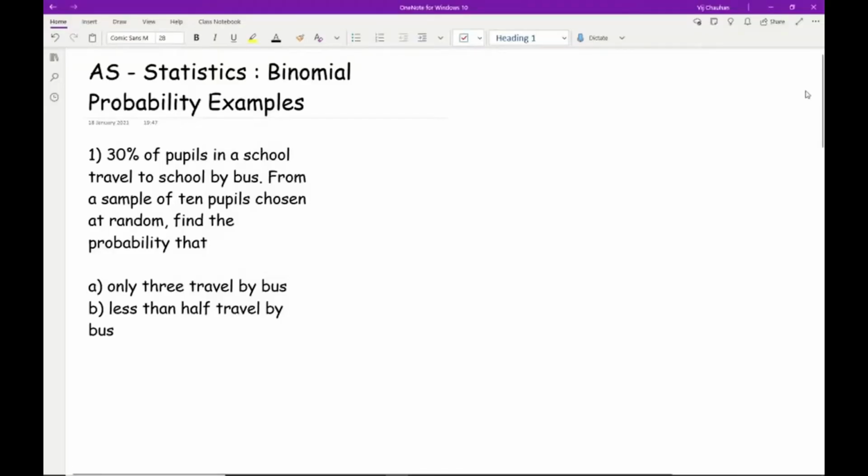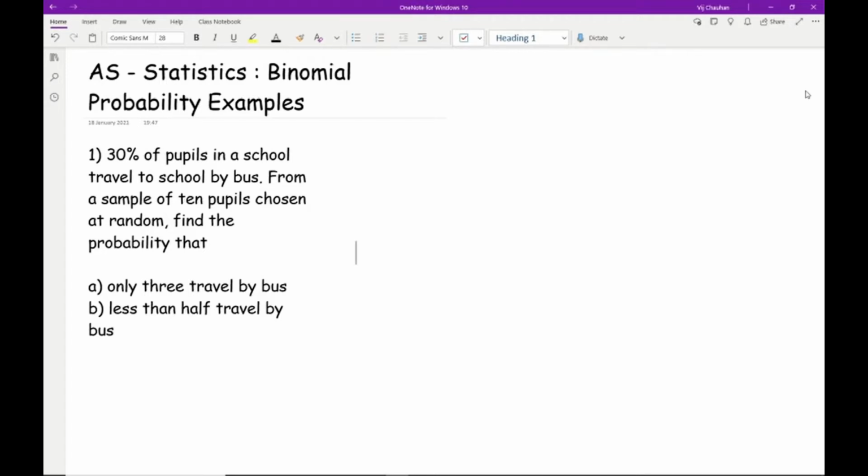So what we're going to do is go through 3 worded typical questions that you could get asked in an exam. In this first question it says that 30% of pupils in a school travel to school by bus. From a sample of 10 pupils chosen at random, find the probability that A, only 3 travel by bus, and B, less than half travel by bus.